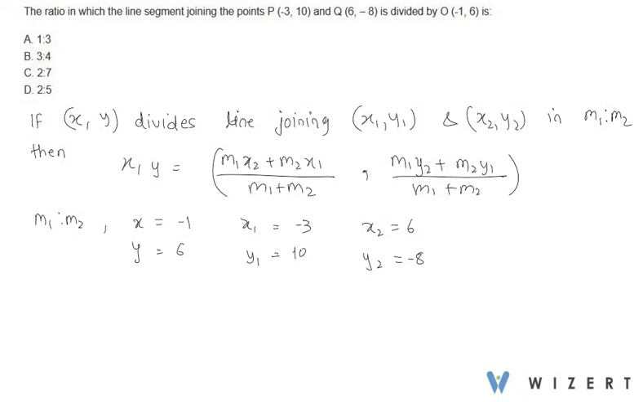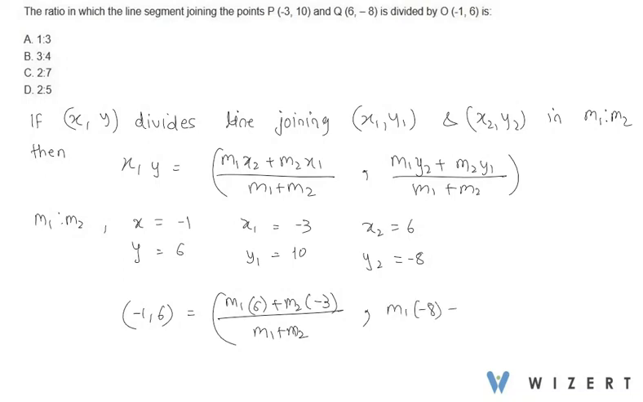So we put (-1, 6) equal to m1 into 6 plus m2 into -3 divided by m1 plus m2, comma, m1 into -8 plus m2 into 10 divided by m1 plus m2. Sorry, not m1 into 10.